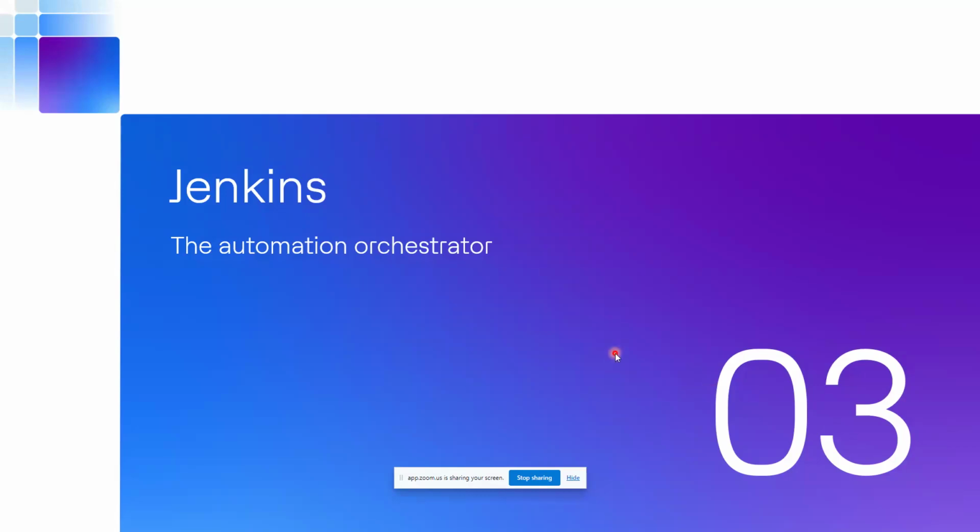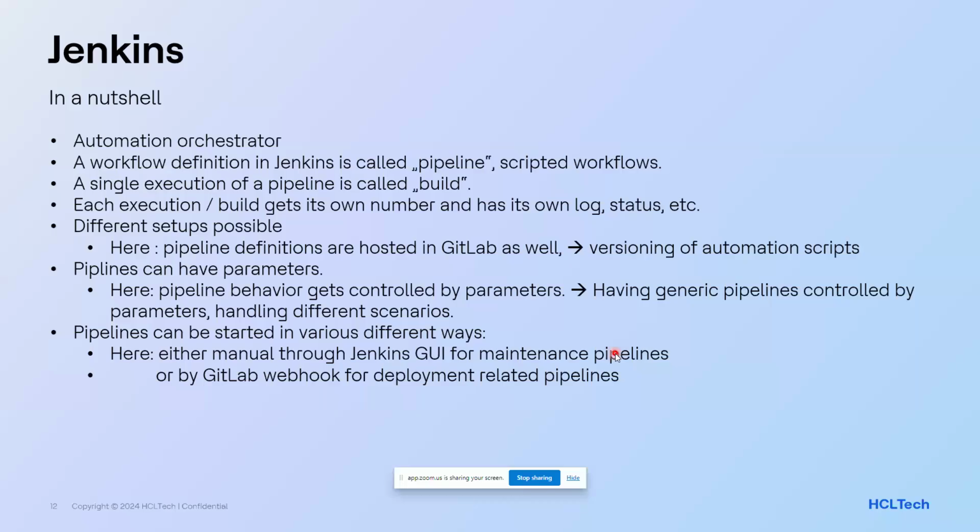Jenkins is our automation orchestrator. Nothing special. Well, there's always a learning curve when you start with Jenkins. A workflow definition in Jenkins is called a pipeline. It's like a scripted workflow, so to say. A single execution of one pipeline is called a build. Of course, each execution gets its own number and has its own log status, etc. So you're always able to understand what has been done by Jenkins and what was executed.